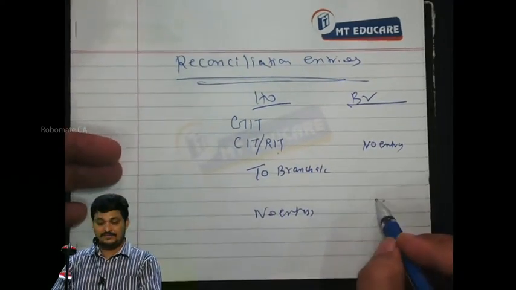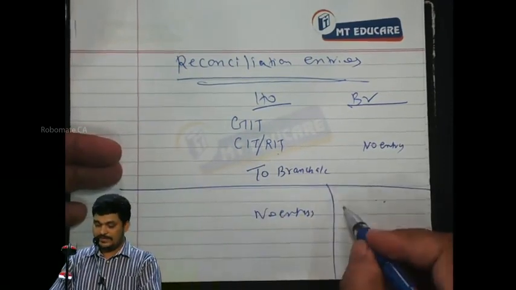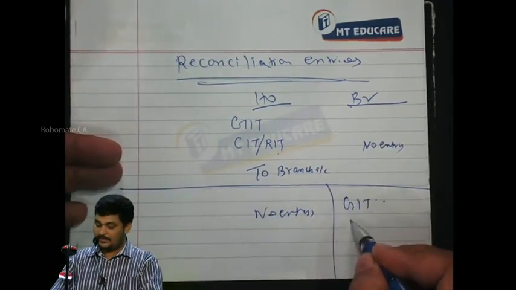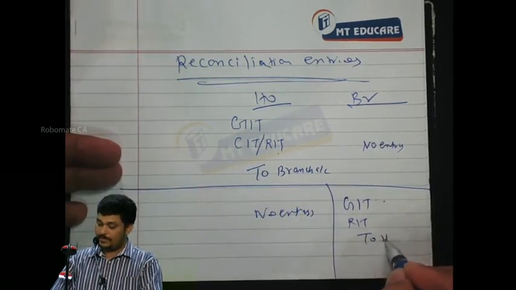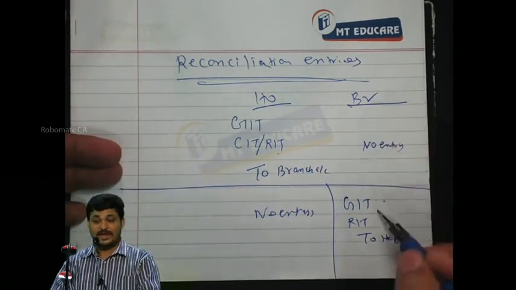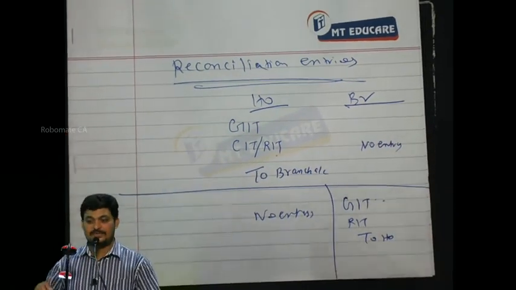What is the entry here? It is goods in transit, remittance in transit to head office. It is in the books of branch, na? But this is the entry.